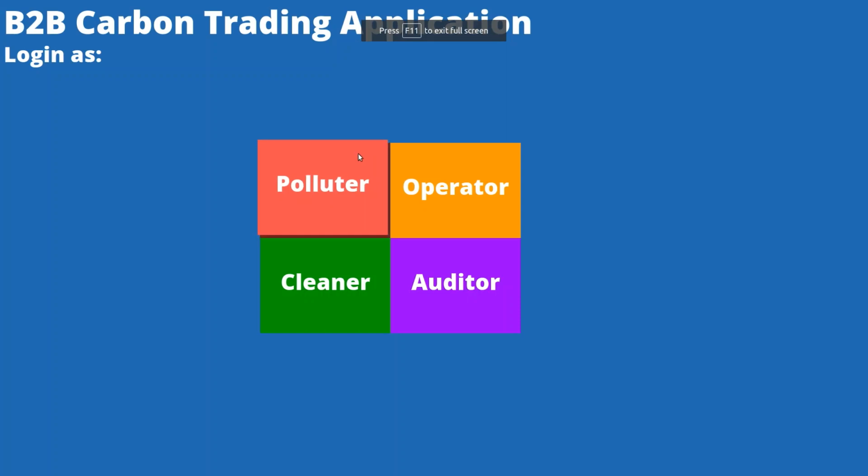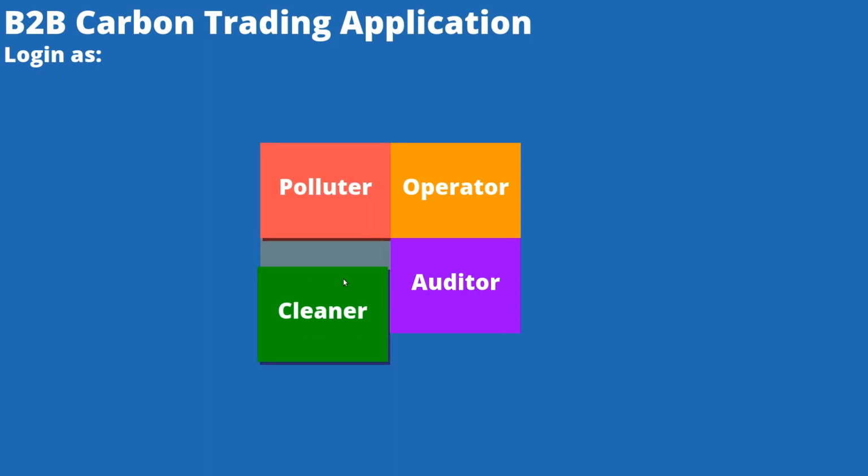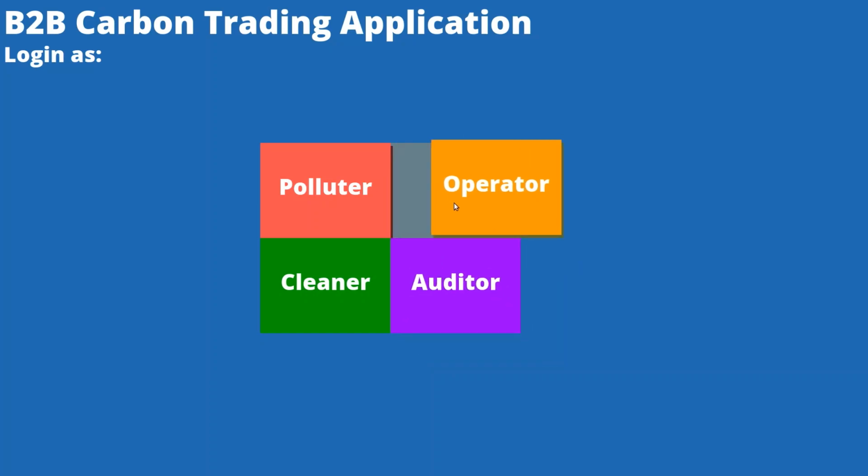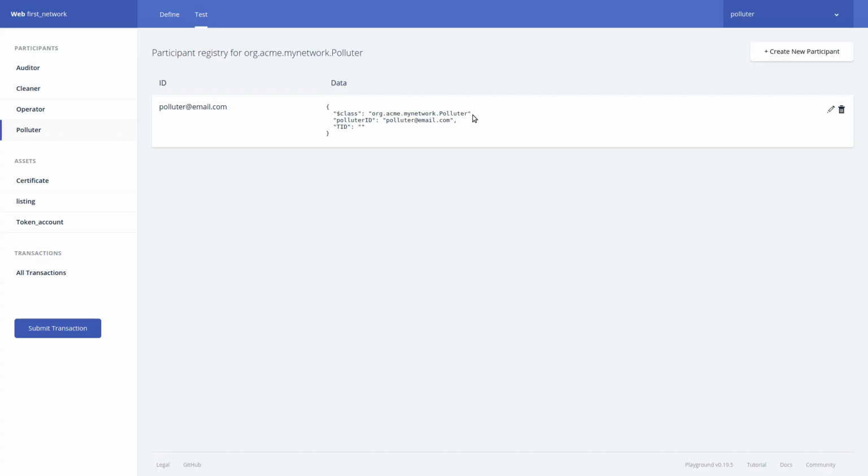This application comprises four participants: the polluter, the cleaner, the auditor, and the operator. So let's first look at the polluter. As you can see, we have logged in as the polluter. The polluter can view all participants in the network. It can view the cleaner, operator, auditor, etc.